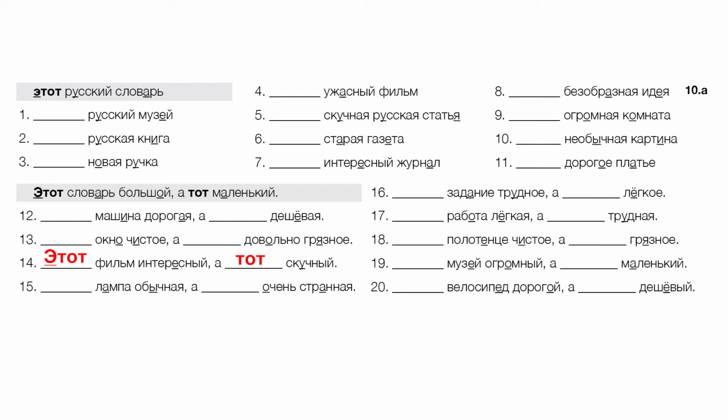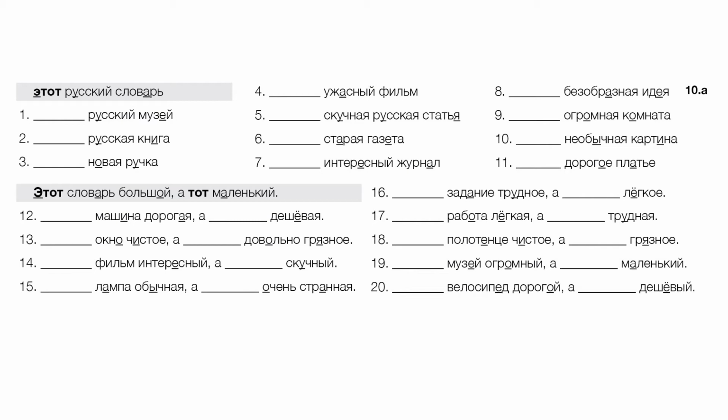Okay, don't forget the T's there on the right. Этот фильм, а тот скучный. 15: this lamp is ordinary while that one is very strange. Эта лампа обычная, а та очень странная. Sorry, strange, I misread that. Странная means strange.